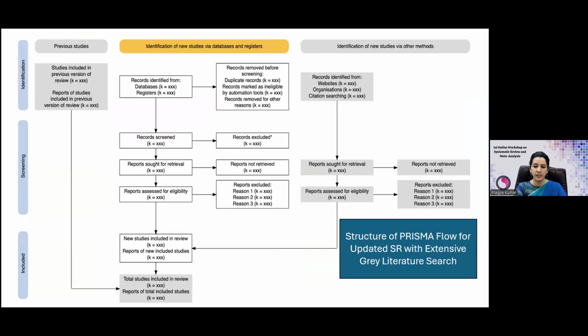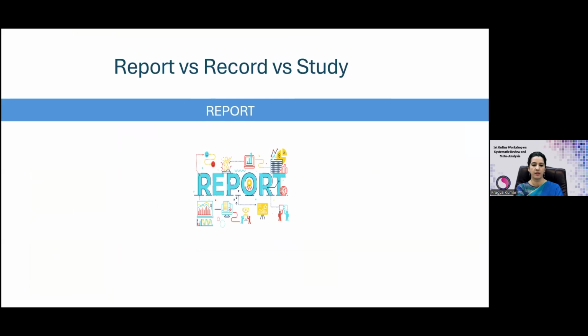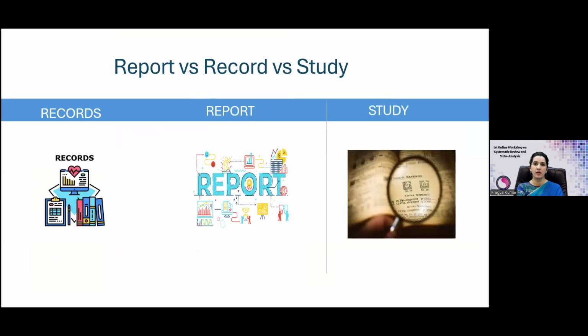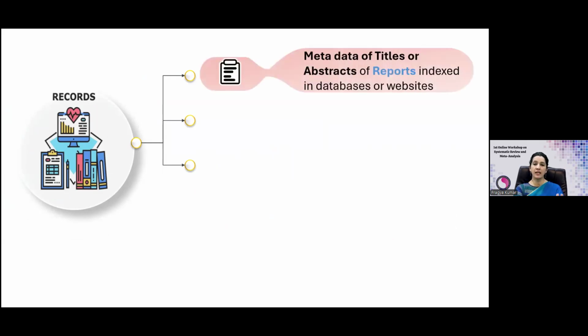So now we need to understand the difference between what is a report, what is a record, and what is a study. Let's start with the record, because record is the first thing which we have to enter in the PRISMA. You can understand these records as the metadata or the file, like an NBIB file, or in Embase it was a RIS file. So all that metadata which we retrieve from the database, that is known as the record.